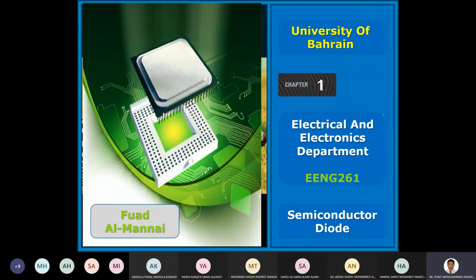If you don't understand anything, raise your hand and say, you know what? I didn't understand this. Can you go over it again? And don't forget to submit everything on time. Everything should be on time. Now we're going to start the first chapter, which is semiconductor material. And then we'll start with diodes and then applications.